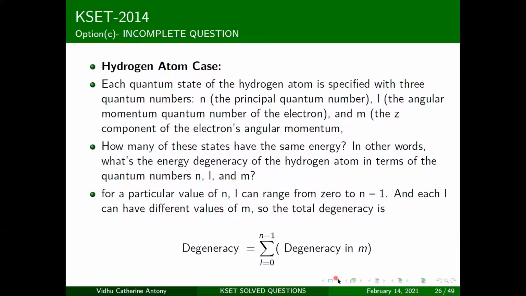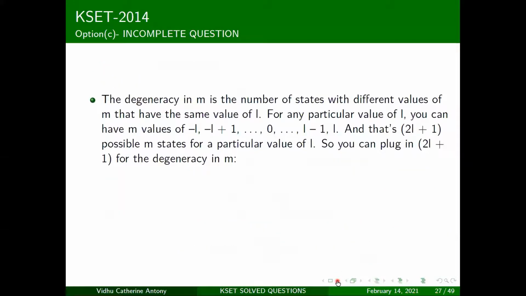So let's look into this. The degeneracy in M is the number of states with different values of M that have the same value of L. For any particular value of L, you can have M values: minus L, minus L plus 1, and so on, till the actual L value that you have here. That is about 2L plus 1 possible M states for a particular value of L. So you plug this 2L plus 1 into the degeneracy for M.